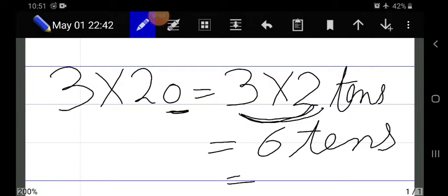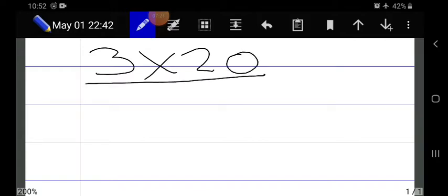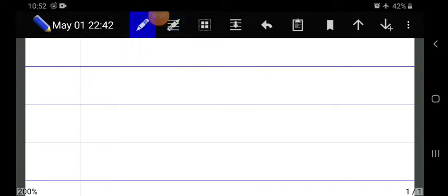Okay, so the 6 tens is equal to 60. In simple words, I'm going to show you with an example. Suppose you have to multiply 3 with 20. This is your question. So what we are going to do is, we are going to multiply like this.